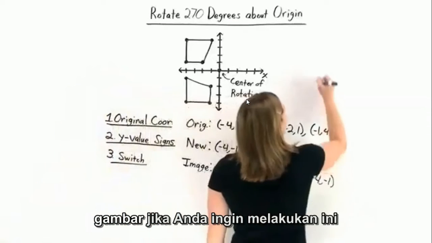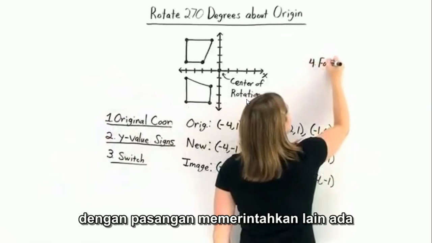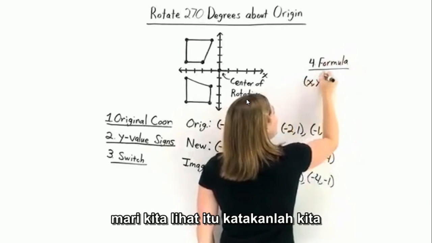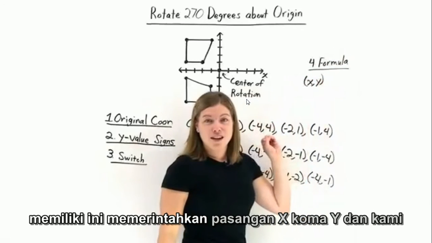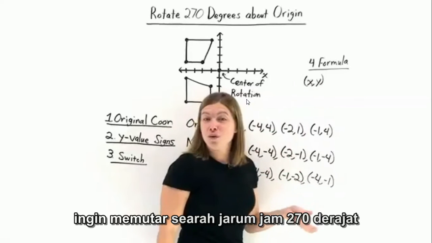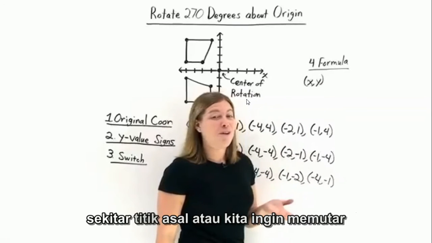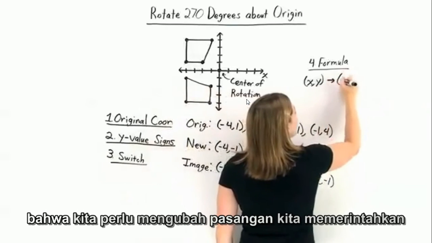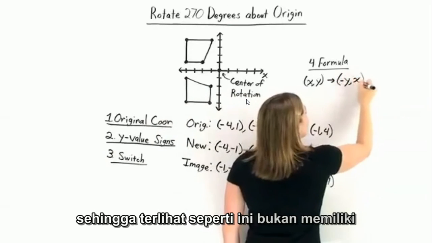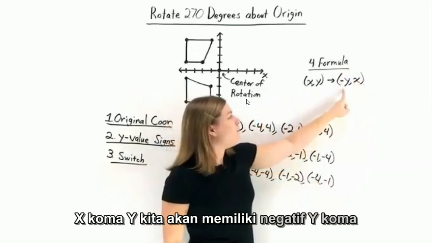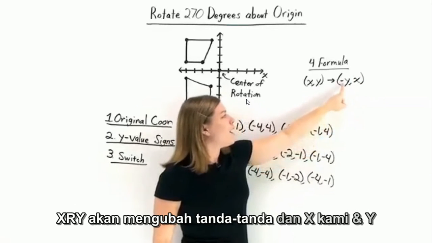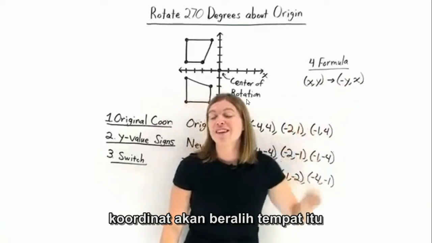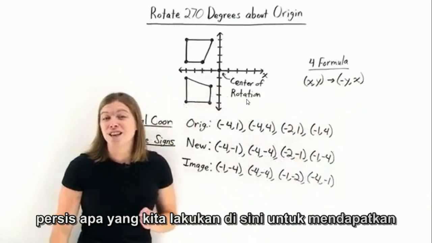Now, if you want to perform this with other ordered pairs, there's actually a general formula you can use. Let's take a look at it. Let's say we have this ordered pair x comma y, and we want to rotate it clockwise 270 degrees around the origin. Or we want to rotate it counterclockwise 90 degrees. To do that, we need to change our ordered pair so it looks like this. Instead of having x comma y, we would have negative y comma x. Our y would change signs, and our x and y coordinates would switch places. That's exactly what we did here in order to get the correct image.